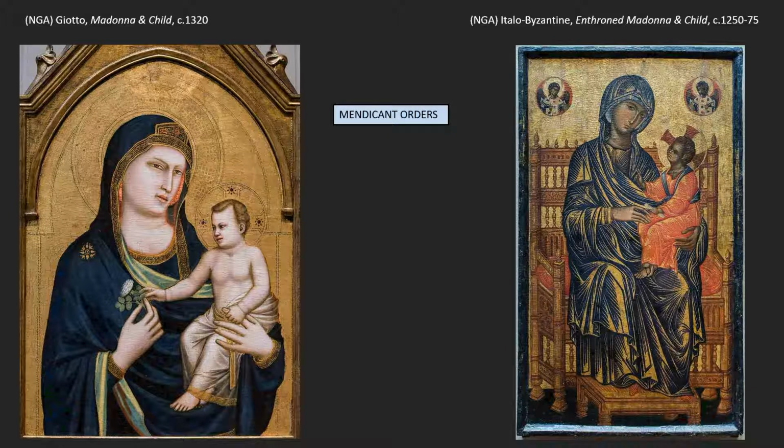The mendicant orders. Now, in reaching out to the world, they realized that they couldn't do what is already happening in the churches, which is when somebody goes to Mass, it's in Latin. Who speaks Latin? The church does. You don't. Right? I don't. So the mendicant orders preach, not in the churches, but on the street corners, and in a language people could understand. Right? In the vernacular.